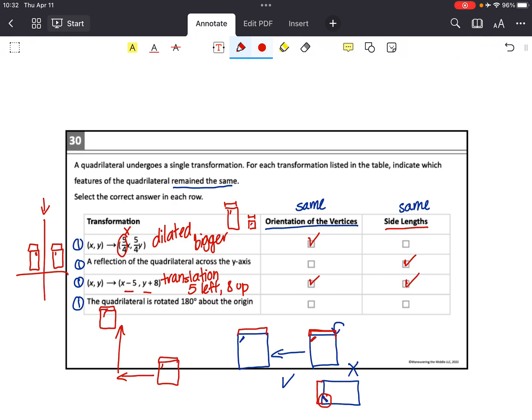Then finally, if that quadrilateral is rotated 180 degrees, that means that my original piece of paper is going to turn 90 degrees and then 180 degrees. So the orientation of that staple changed because it's no longer in my top left corner. It's now in my bottom right corner, but the side measurements did always stay the same. So that last one needs a check on the side measurements.